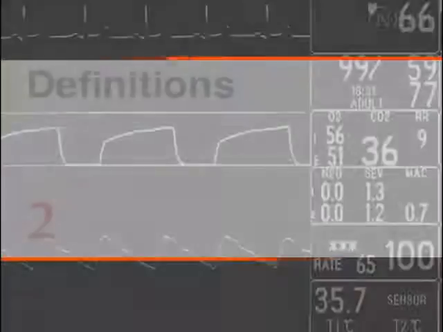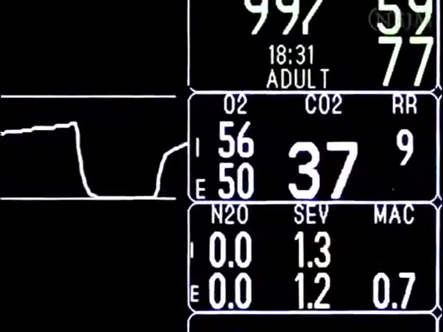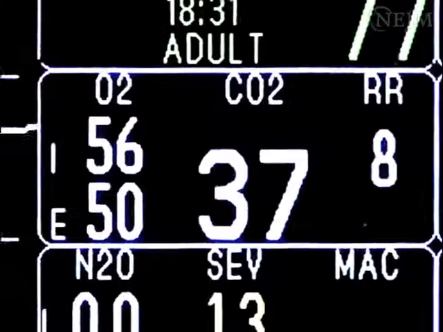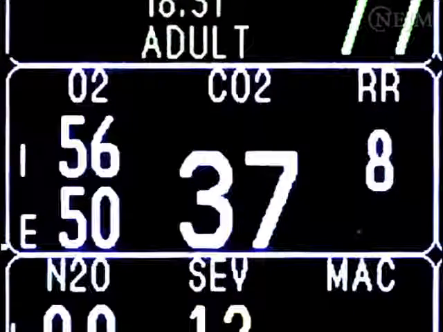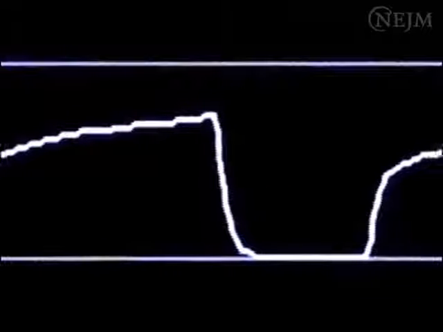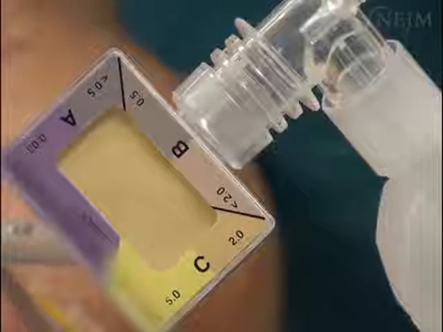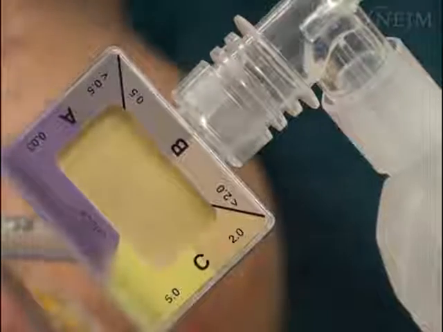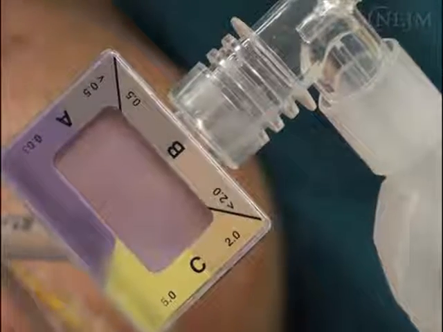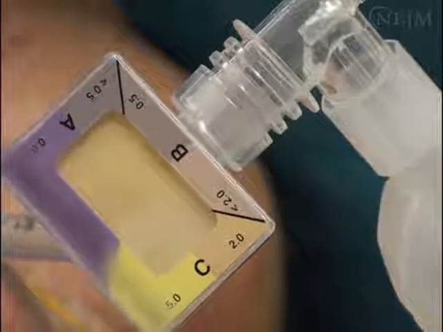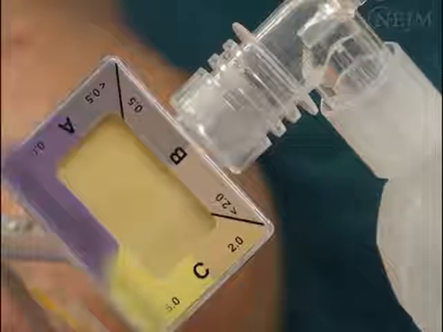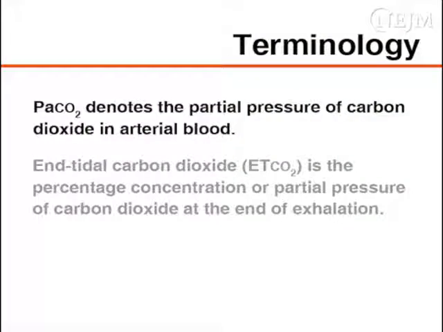Definitions. Capnometry refers to the measurement and numerical display of carbon dioxide concentrations. Capnography refers to the graphic display of the exhaled and inhaled carbon dioxide concentration plotted against time. Colorimetric capnography is a qualitative method of determining the presence of carbon dioxide using a pH-sensitive filter that changes color from purple to yellow when carbon dioxide is detected. PaCO2 denotes the partial pressure of carbon dioxide in arterial blood.